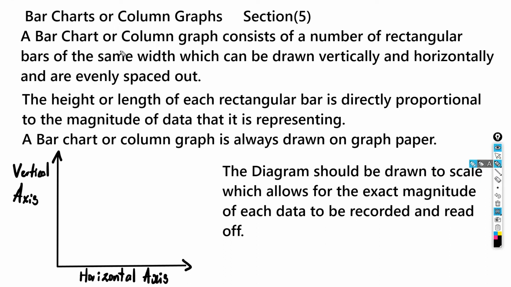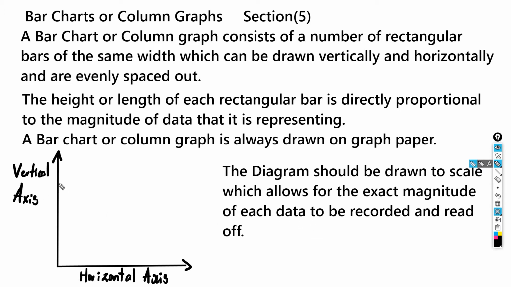And it says a bar chart or column graph consists of a number of rectangular bars of the same width, which can be drawn vertically and horizontally and are evenly spaced out. The height or length of each rectangular bar is directly proportional to the magnitude of data that it is representing. A bar chart or a column graph is always drawn on graph paper. The diagram should be drawn to scale, which allows for the exact magnitude of each data to be recorded and read off.